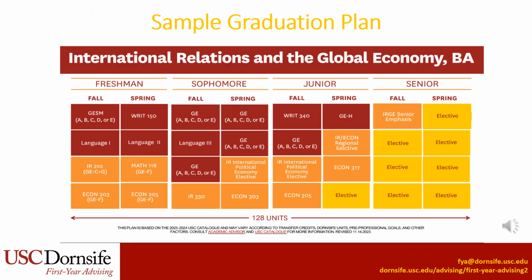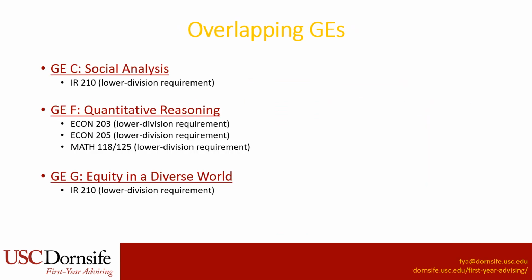And this is the graduation plan for the IR Global Economy major. And likewise, there are overlapping GEs. So once again, GEC, GEG credit is taken care of with IR 210, and then your GEF credit will also be taken care of with your econ and the calculus requirements.